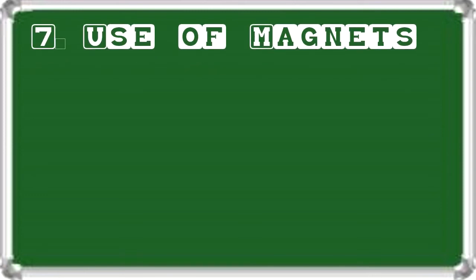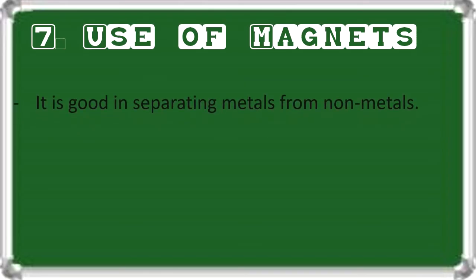Okay, so another one is the use of magnet. So, ang magnet pala ay pwede natin gamitin in separating the components of the mixture. So, it is good in separating metals from non-metals. So, tandaan lang natin na pwede natin gamitin ang magnet if the components of our mixtures are metals and non-metals.